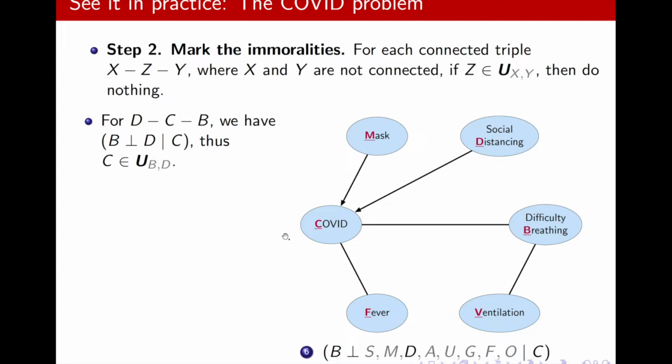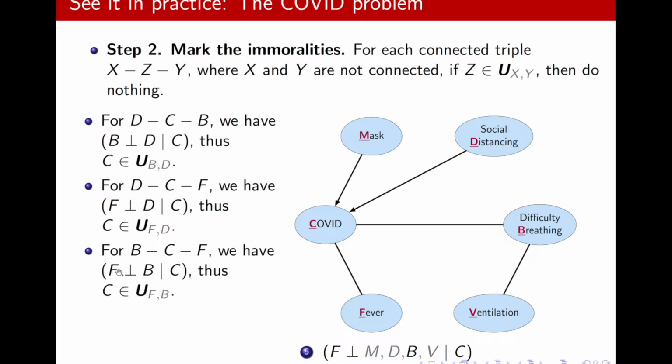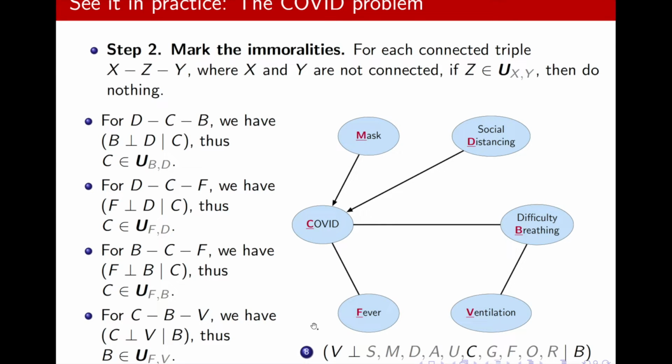Okay. Now, what about DCF? In this case, also we see that they became independent conditioned on C, and C belongs to the U that made them independent. So again, nothing we should do here. F, B, C, same story. We have here F, C, B, and I shouldn't do anything, and also C, B, V. Okay, so I cannot make any directions here. I know that they shouldn't form a V structure.